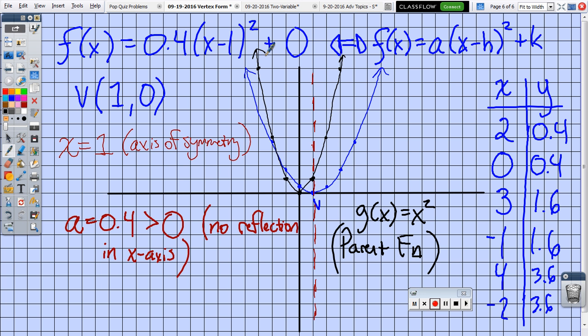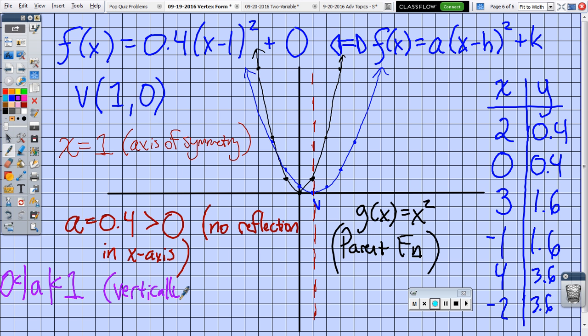So you can visually see that the blue function has been shifted, and it has been what? How would you describe it? Vertical compression or vertically stretched? Compression. And the reason we say it's vertical compression is because the absolute value of a is between 0 and 1. So therefore, it's vertical compression.